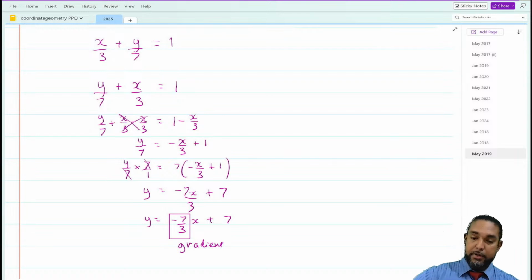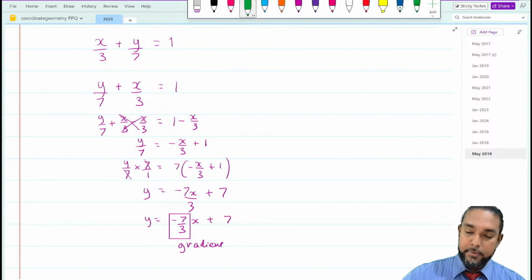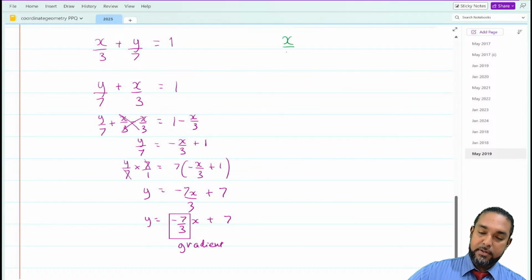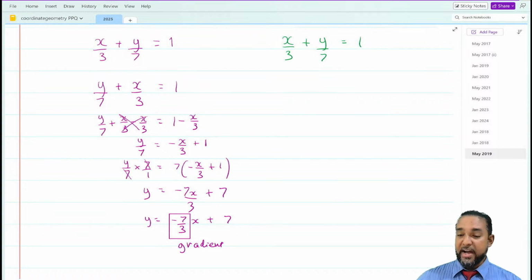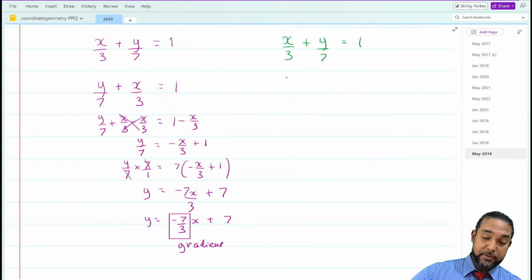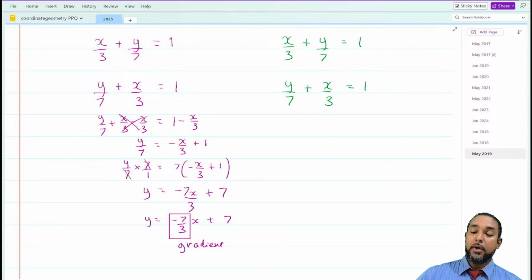All right. So I'm going to show you an alternative, right? So again, if we start off with the same thing, x over 3 plus y over 7 equal to 1. And you want to make y the subject. So again, you don't have to do this part. You could just change the sequence of appearance here. Now, you could remove this 7 first if you wanted to.